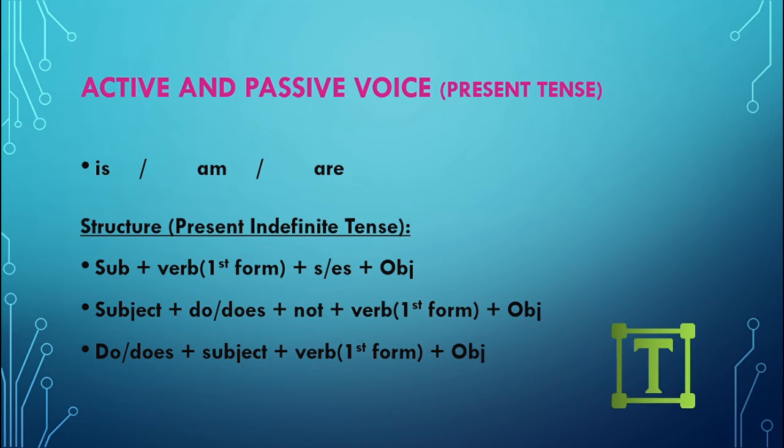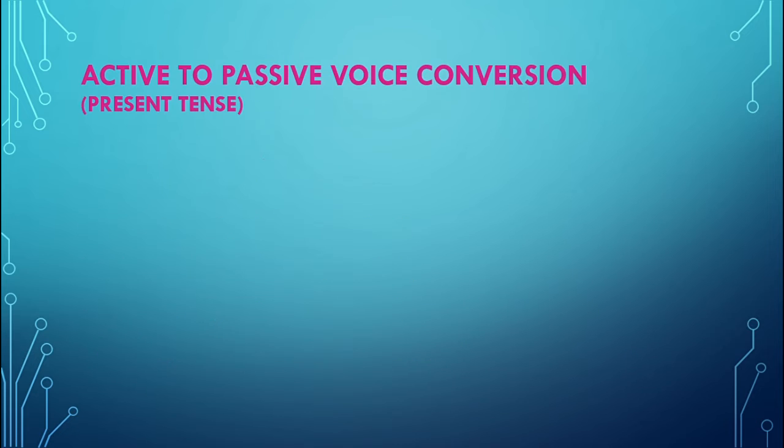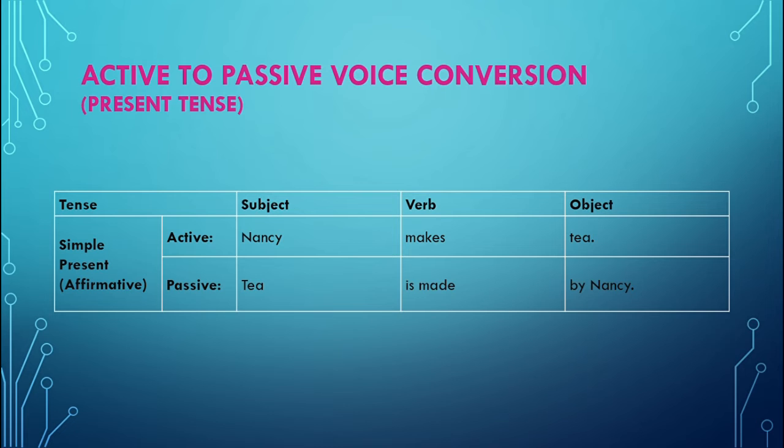Now I'm going to move on and convert different active voice sentences into passive voice, and we are going to do that with the help of tables. Now the affirmative sentence. If you see, subject is Nancy, verb makes, object tea. Now the tea in passive voice has now taken the position of the subject. Now it is coming in the first. So tea is made by Nancy.